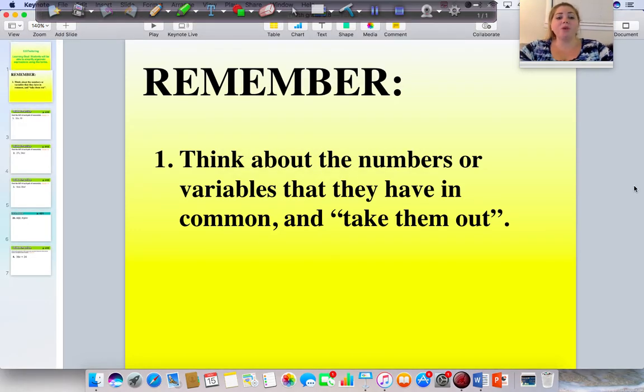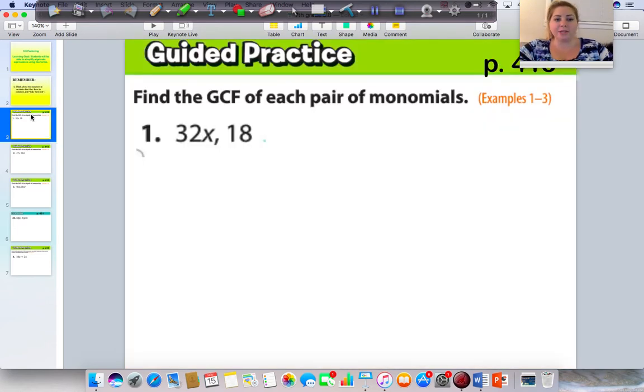Okay, so remember, think about the numbers or variables that they have in common and take them out. We'll talk more about taking them out, and I'm not talking about to dinner or anything like that. We are taking them out of the equation, okay? It'll become a little more clear the more problems we do together. But think about the things that they have in common, and we're taking them out. Make sure to write everything that is typed or written in these videos down before moving on with us.